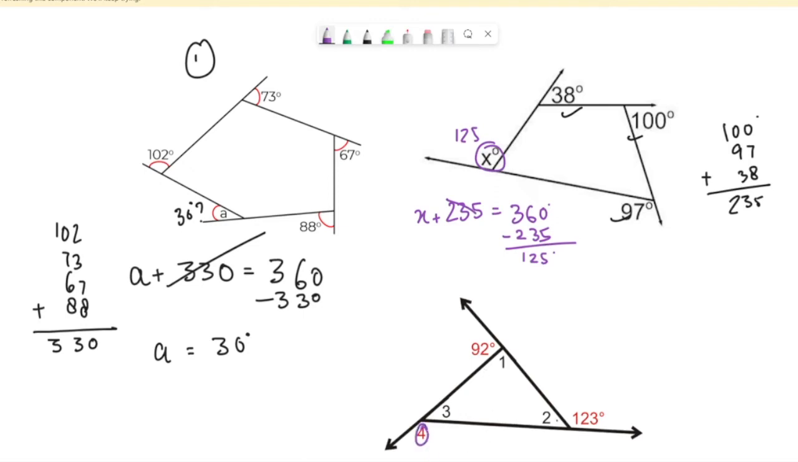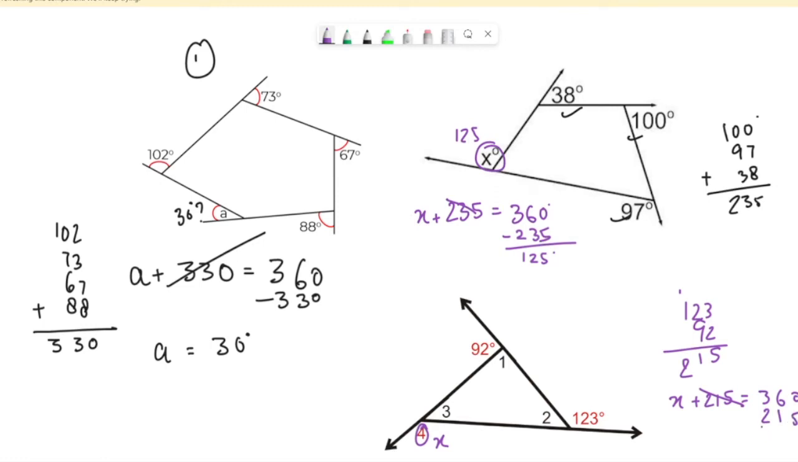We know we add these two and the question and this angle 4 together, this will give us, let's call it X, this will give us 360 degrees. So let's add 123 with 92, it will give us 215. So we know X plus 215 will give us 360.